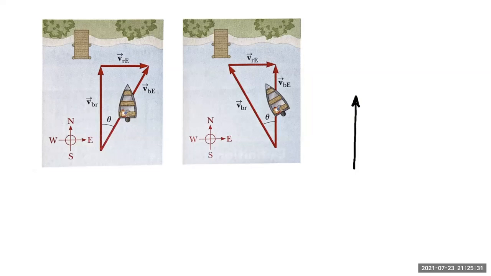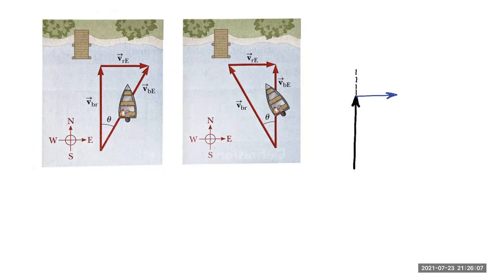Now, on the other hand, what if the water actually flows? The water flows downstream. So as you try to cross the river perpendicularly, something is happening to the boat, and that is, it is being pushed downstream by the river flow. So the river pushes the boat downstream, adding another velocity.